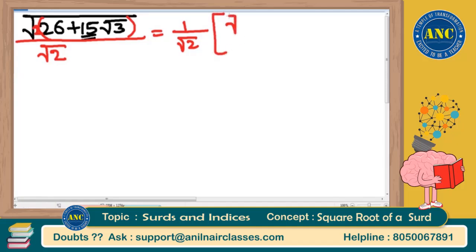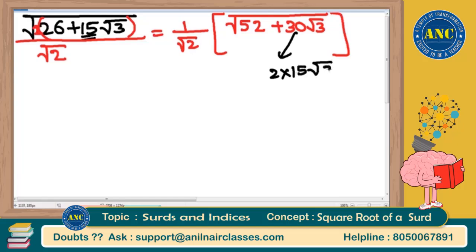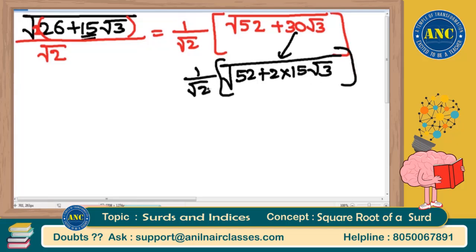So square root of 26 into 2 is 52. 15 into 2 is 30 root 3. In fact, I should actually write it as 2 into 15 root 3. Now, can I say that? Let me write the entire thing. This is square root of 52 plus 2 into 15 root 3. Outside it is 1 by root 2.